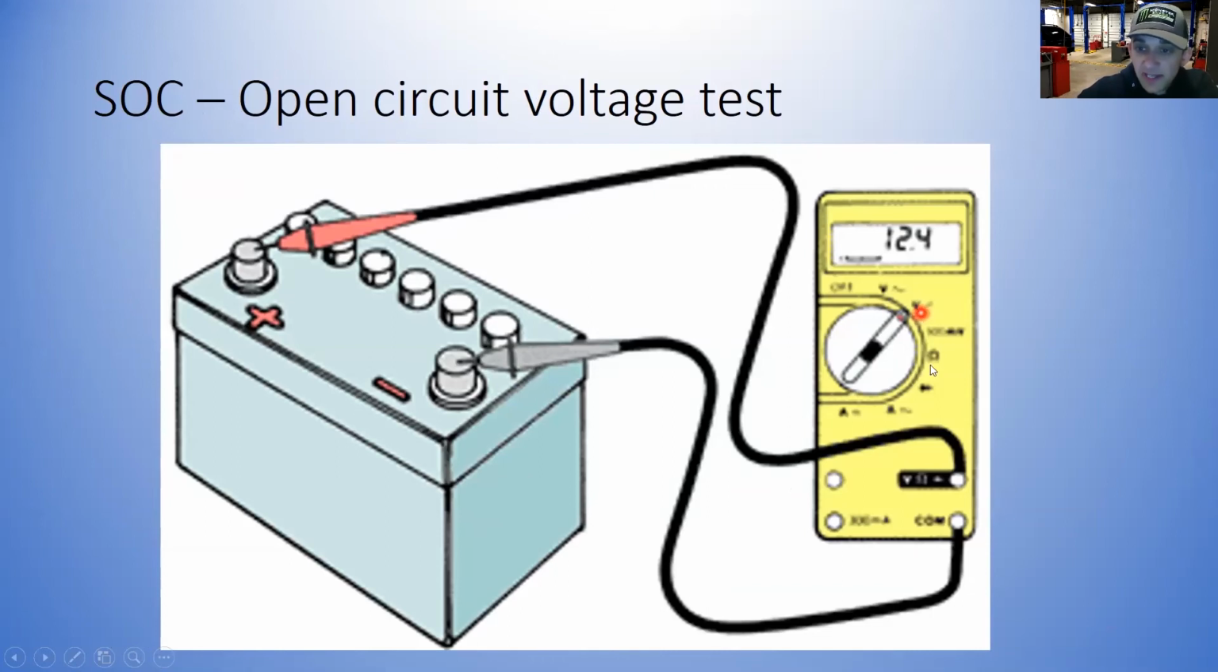We have it on volts DC. We have our meter leads set up right, black to common, red to the voltage port, positive to positive, negative to negative, and we take a reading. And this is 12.4. All right. So it's a little bit discharged. It's not quite a full battery.